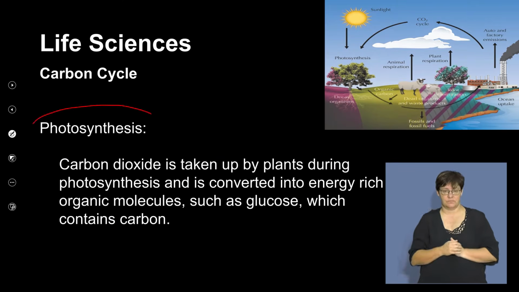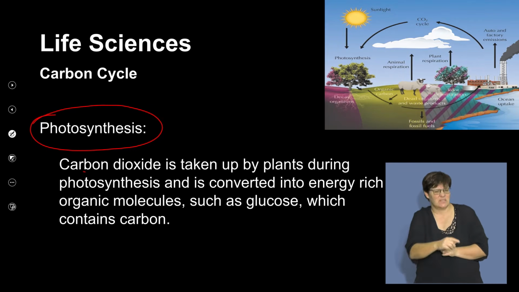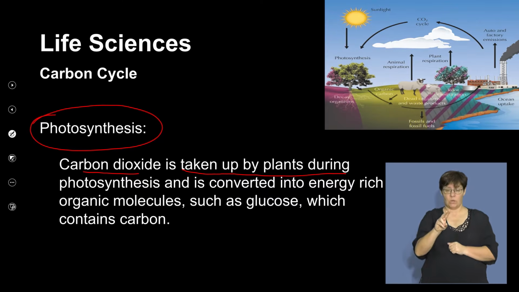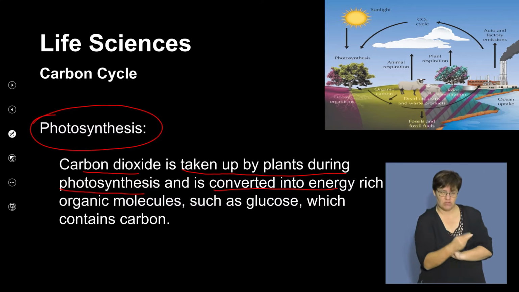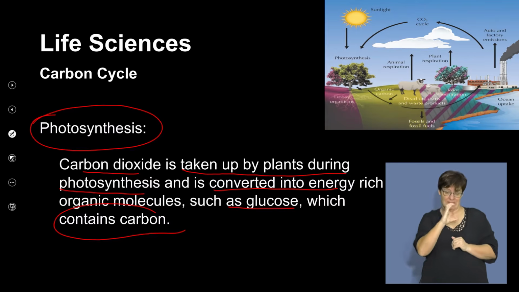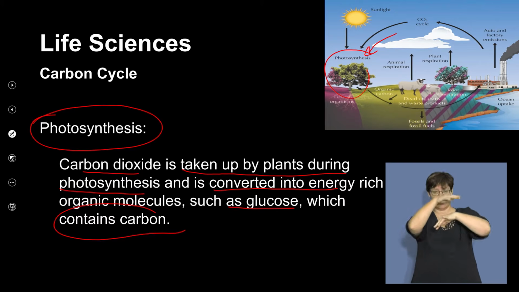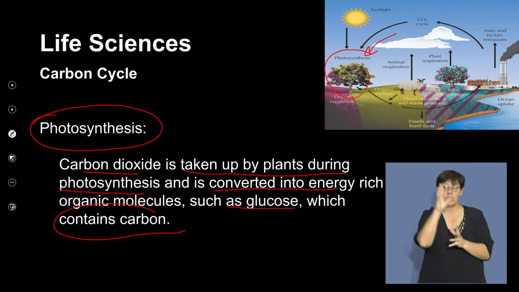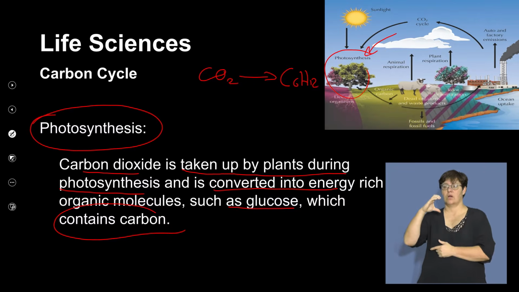The next concept is photosynthesis. Let's try and understand what photosynthesis is. So carbon dioxide is taken up by plants during a process of photosynthesis and is converted into energy-rich molecules such as glucose, which contains carbon. We know that, again, plants have the ability to use atmospheric carbon dioxide. By a process called photosynthesis, they convert the carbon dioxide into complex molecules called glucose, which again is a carbon compound, C6H12O6, and that's glucose.